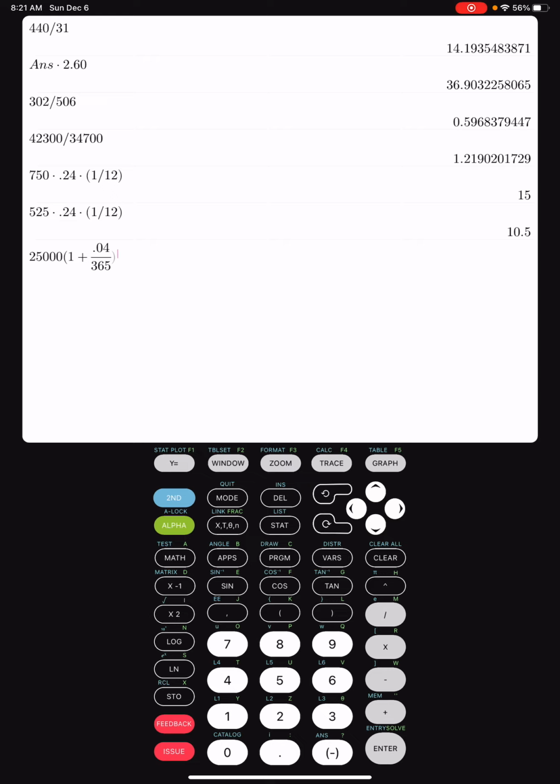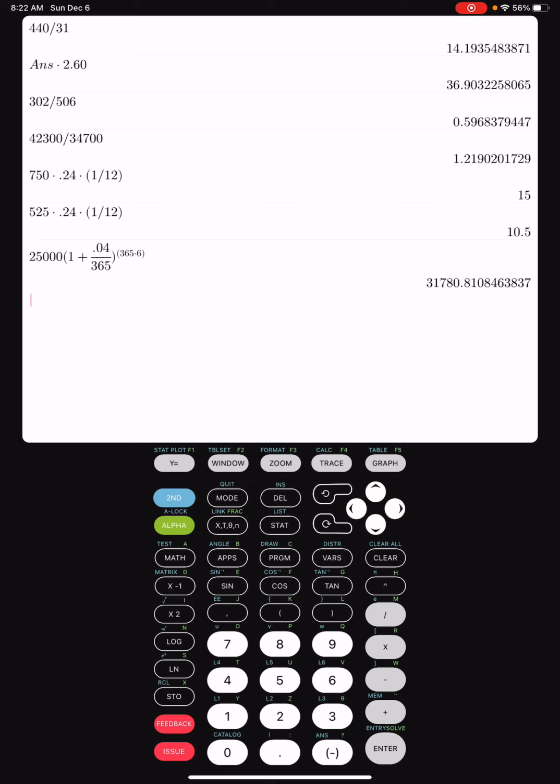Now, we have to be careful that when I raise this to the 365 times 6, both of those numbers stay up in the exponent. The 365 times 6 needs to stay up there. If you need to put parentheses around it to make sure that both of those numbers are up in the exponent, go ahead and do it.